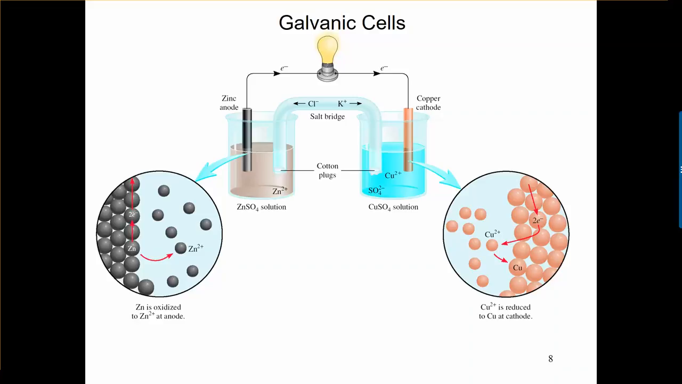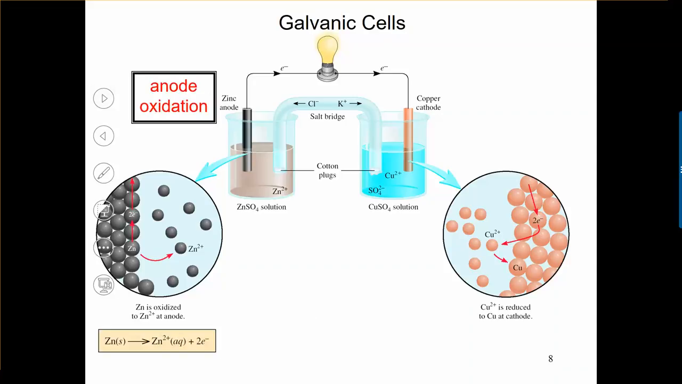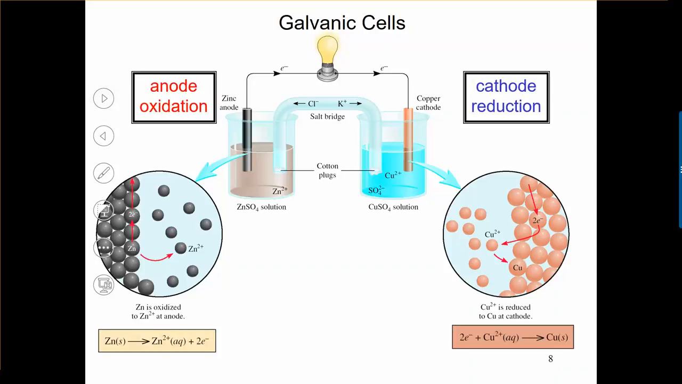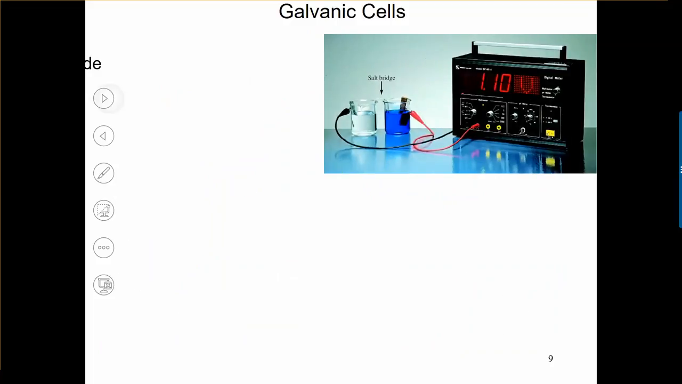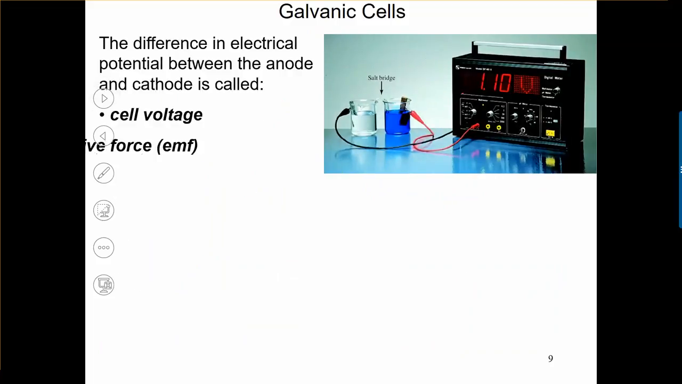And you see, if you put a light bulb in the middle there, then passing those electrons would do work. Because they're passing spontaneously from one thing to the other, you would then be able to light up the light bulb because of that process that's occurring. So this is an example of a spontaneous redox reaction that can occur.